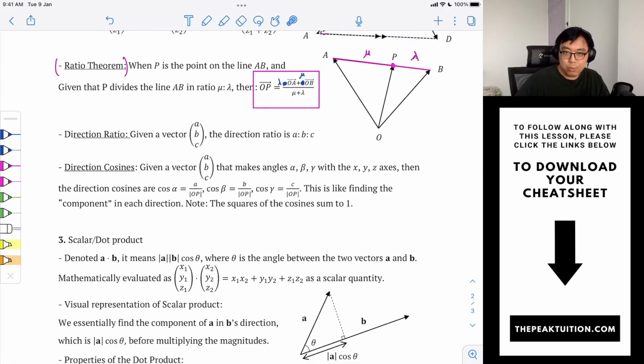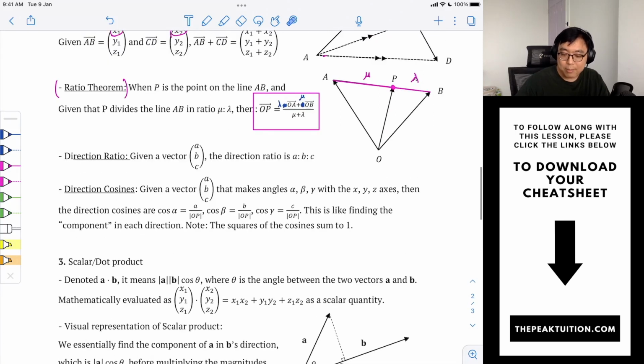The ratio theorem is useful when we are looking at a point on a line whose vector we do not already know, but we know its ratio to two known vectors. So we must first know OA and OB before we can find P, if we know the ratio. Of course, in the equation there's a divide by mu plus lambda. This is like taking an average. The weightage of OA is lambda, and the weightage of OB is mu, but then we have to divide by the total weightage. So it's like finding an average of sorts.